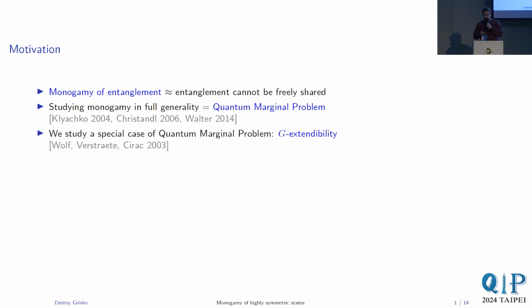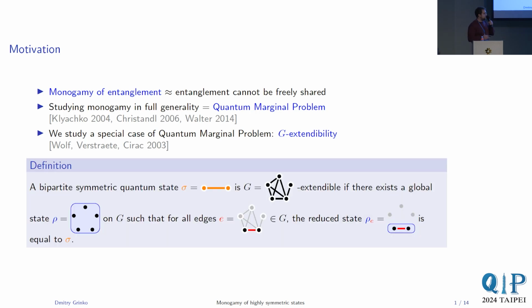So what is G-extendability more precisely? Imagine you have some graph, and you have some bipartite symmetric quantum state sigma, and we say that this bipartite state sigma is G-extendable if there exists a global state on the graph. What I mean by this is that each vertex of the graph corresponds to some qubit. So think about it like that. Extendability means that for all edges in the graph, those reduced marginals are actually equal to sigma. So if you can find such a global state, we say that this sigma is G-extendable.